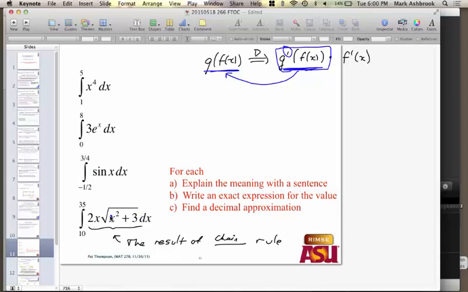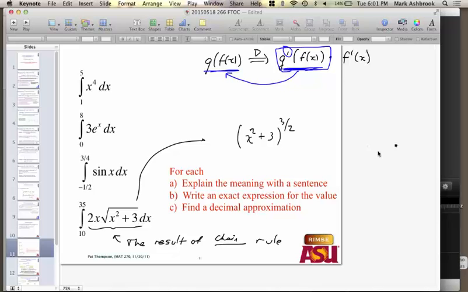So which one of these two things is g prime of f of x? Is it 2x or this square root thing? Square root. And what is g prime and what is f? G prime is square root, right? And f is x squared plus 3. So what's the antiderivative of square root? 3 over 2, right? Power 3 over 2. And what are we going to do with the inside? Leave it the same. So we're going to take x squared plus 3 to the power of 3 over 2.